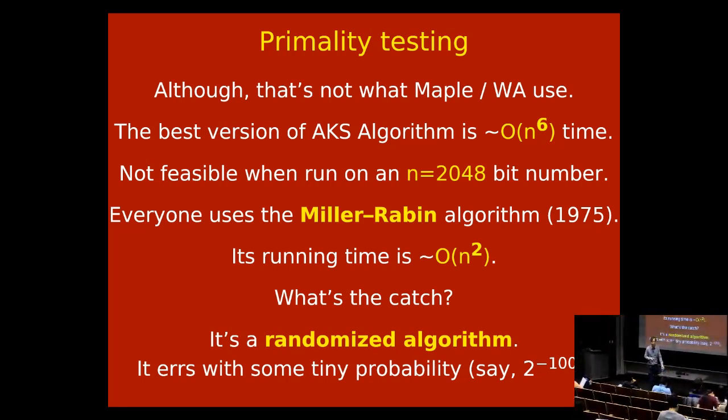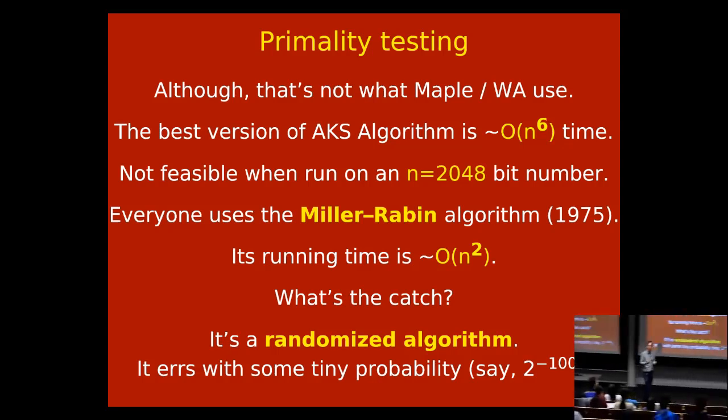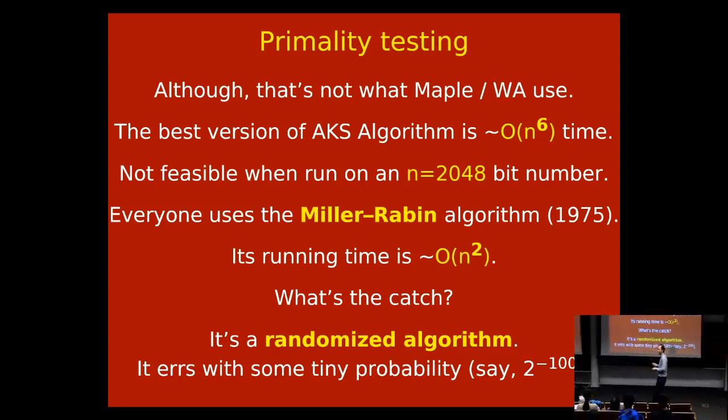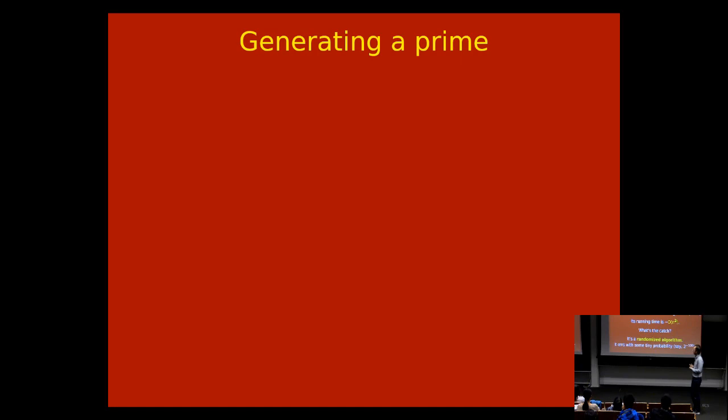Just like we talked about last time, it's a Monte Carlo algorithm. And it makes an error with some tiny probability. But as before, you can make that probability e to the minus 100 or 2 to the minus 100 by adding a little bit to the running time. And for all practical purposes, 2 to the minus 100 is like 0. It's like the reciprocal of the number of elementary particles in the universe or whatever. So it's never going to happen. OK, so that's the brief story of how to check if a number is prime.